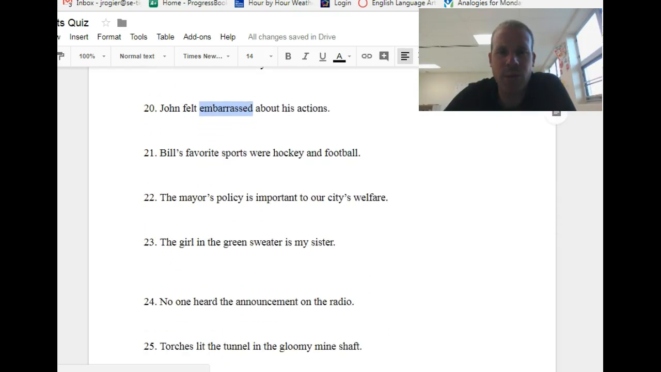21, Bill's favorite sports were hockey and football. Hockey and football are renaming the sports that were Bill's favorites, and so they're predicate nominatives because your linking verb, were, so you're looking for predicate adjective or nominative. Hockey and football were predicate nominatives. The mayor's policy is important to our city's welfare. Is is your linking verb. It does not have an action with it, so it's linking. So what is the policy? Important. And so important was a predicate adjective in 22.